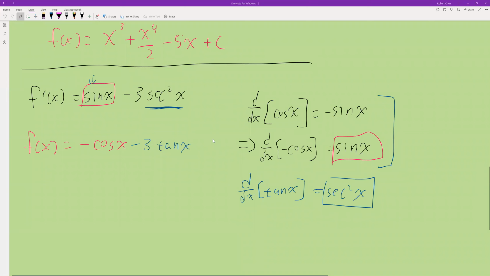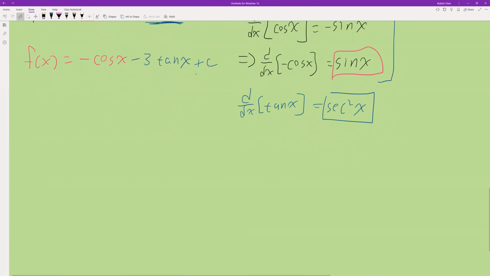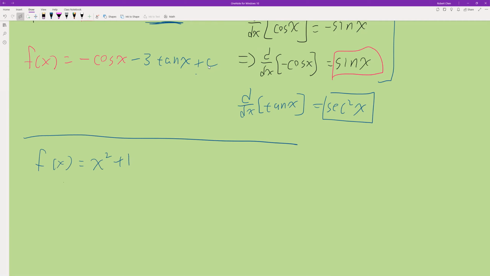And we also need the plus constant, plus c. All right, so let's stop here and talk a little bit about why we need the constant plus c, right? Because let's say I have the original function f of x is x squared plus 1, and then we take the derivative, we get f prime of x is 2x, right?